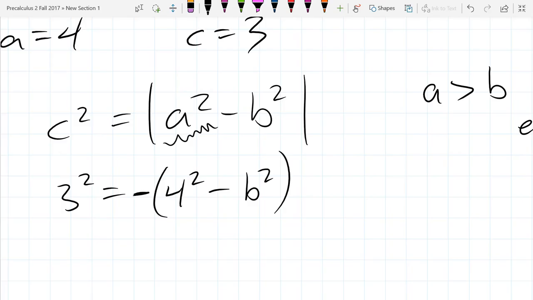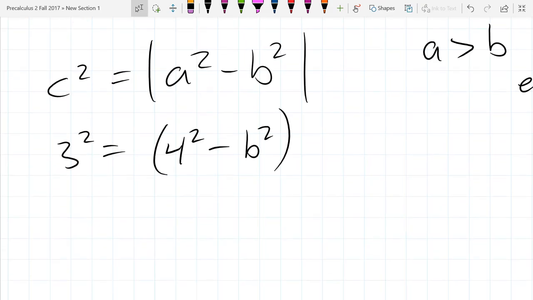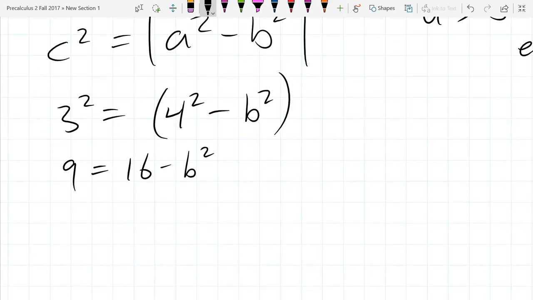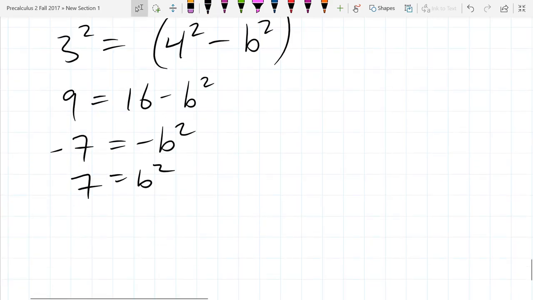Oh, wow. a is bigger than b, which means when I subtract them, a squared is going to be bigger than b squared, so I get positive. So exactly the opposite of what I said. So we can just basically erase the absolute value because we know the first term is going to be bigger. Now I can solve for b squared, just regular algebra. 9 equals 16 minus b squared. Subtract the 16 over, it's negative 7 equals negative b squared. So 7 is b squared, and b is plus or minus square root 7.